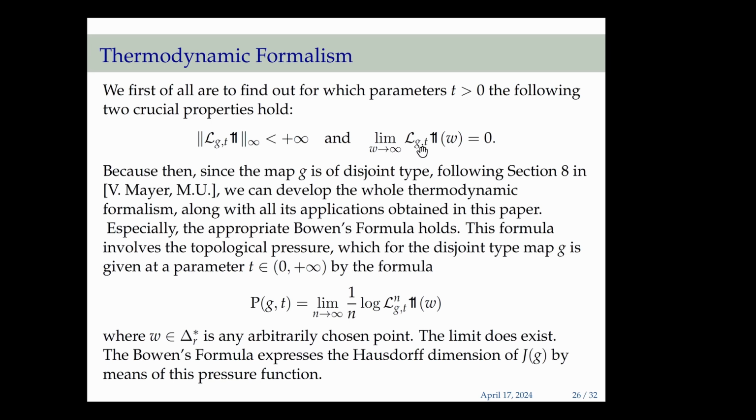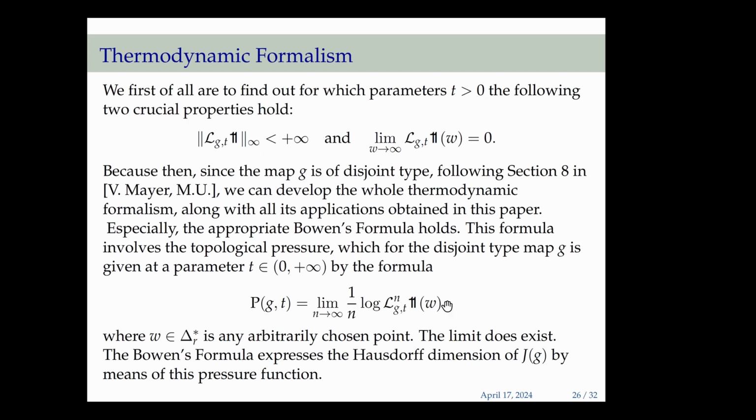And then we can speak about spectral properties of this operator. The second property, which is also crucial for us here, is that if you take w to infinity, then the Perron-Frobenius operator evaluated at 1 converges to 0. If this property is satisfied, then by section 8 from the paper of Volker Mayer, we can develop the thermodynamic formalism in a similar way with all its applications in the paper, especially Bowen's formula holds, which relates the hyperbolic Hausdorff dimension as the zero of the pressure function.